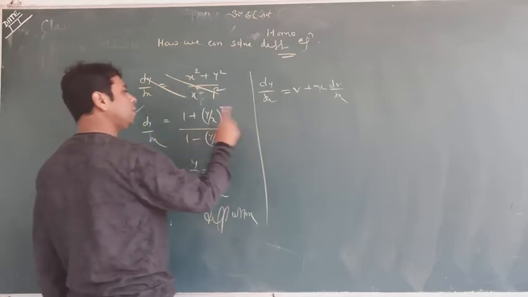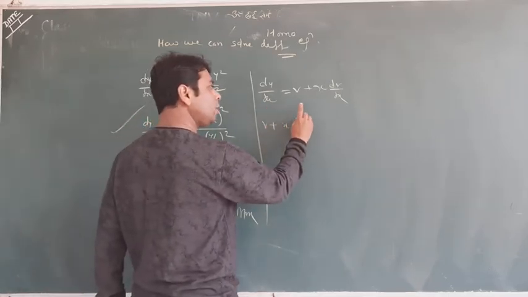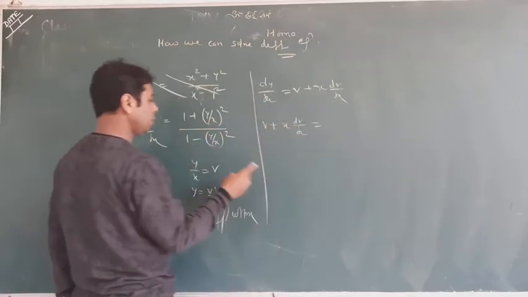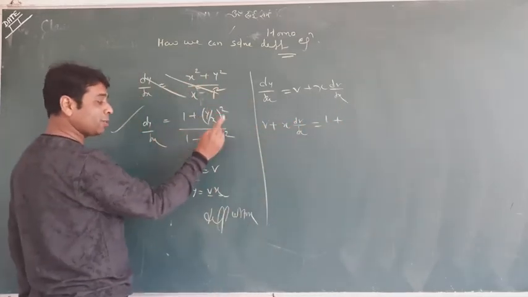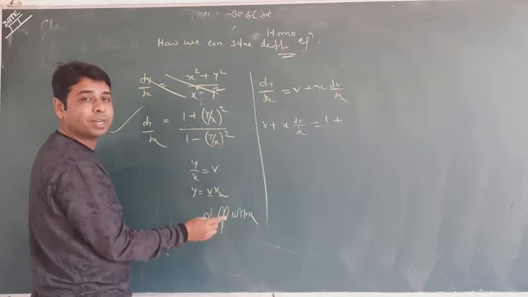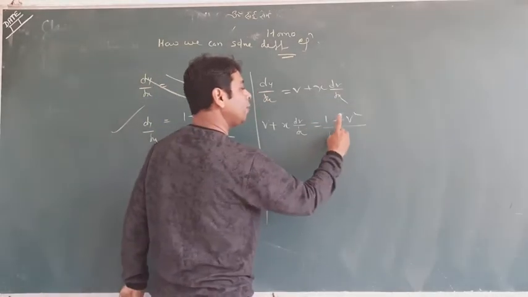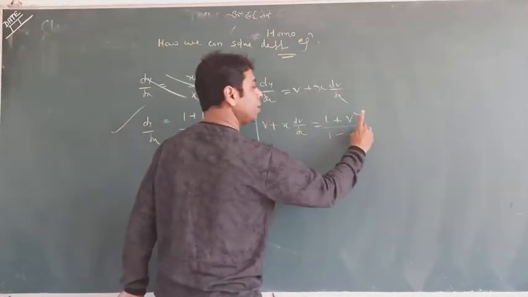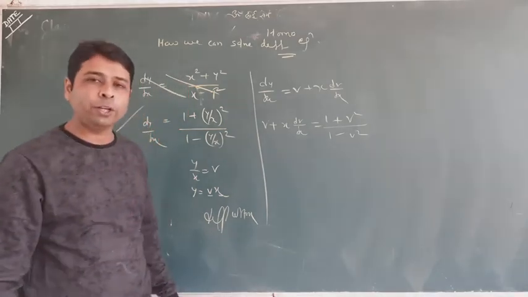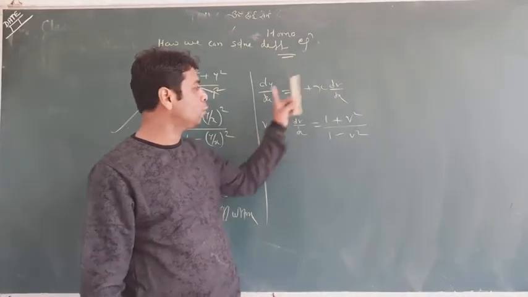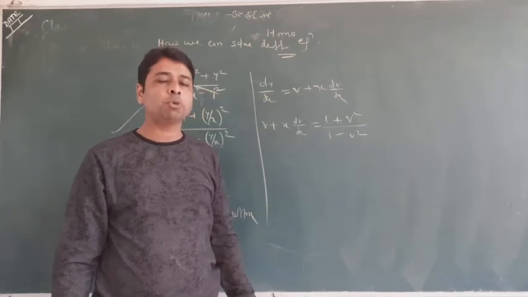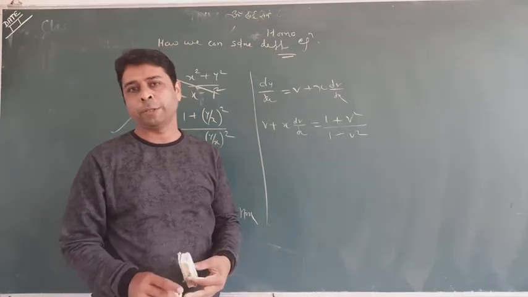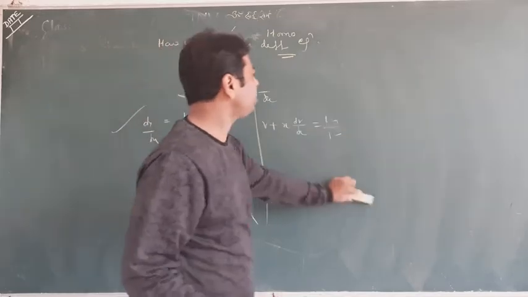in place of dy by dx we write v plus x dv by dx, equal to, instead of 1 I write 1, and instead of y by x we have directly v. So v square upon 1 minus, it is again v square. Now I stop myself here, because further I will transfer v to that side, take an LCM and convert that situation into variable separable. This is a method. Now the next thing.